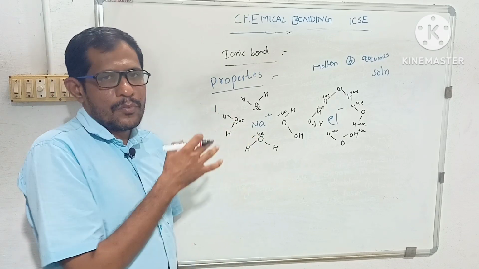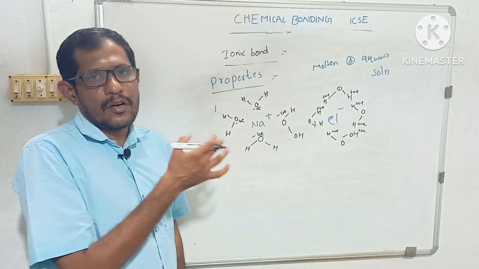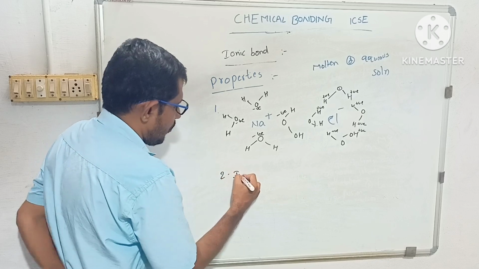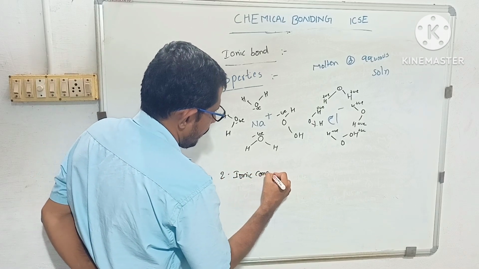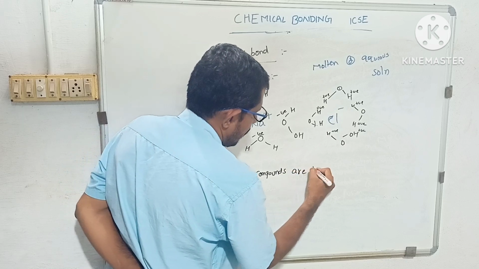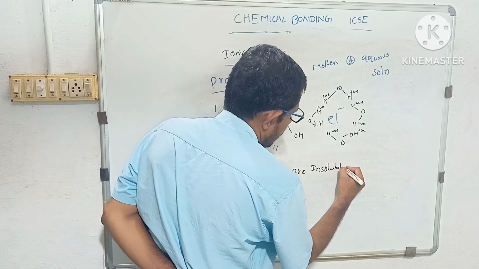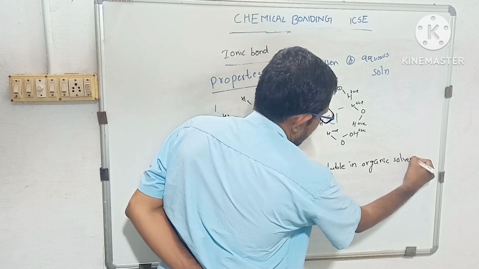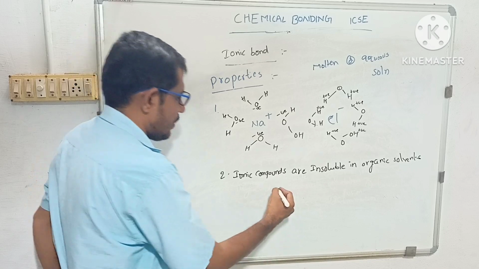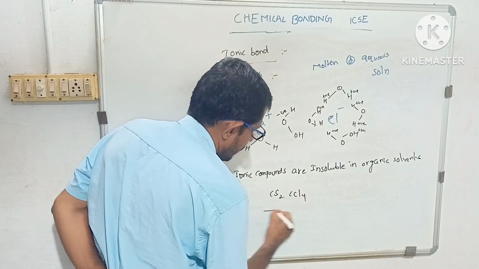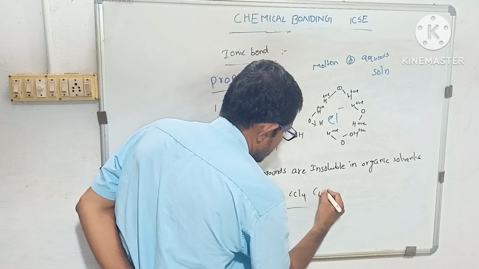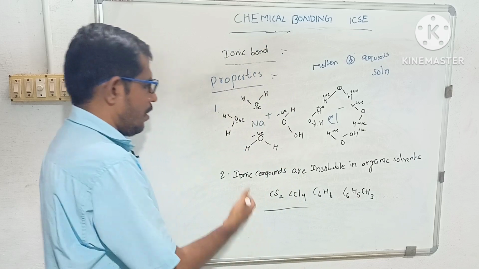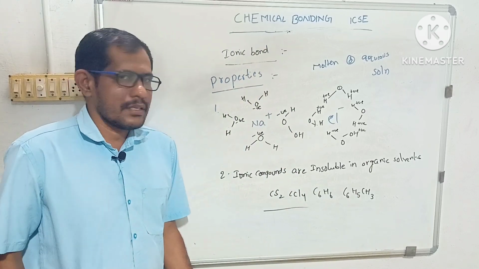And water has a high dielectric constant. Water is polar. These ionic compounds are also polar. That's why they are soluble. In the same way, ionic compounds are insoluble in organic solvents. So what are the organic solvents? Like CS2, CCl4, benzene C6H6, and toluene C6H5CH3. So ionic compounds are insoluble in organic solvents.